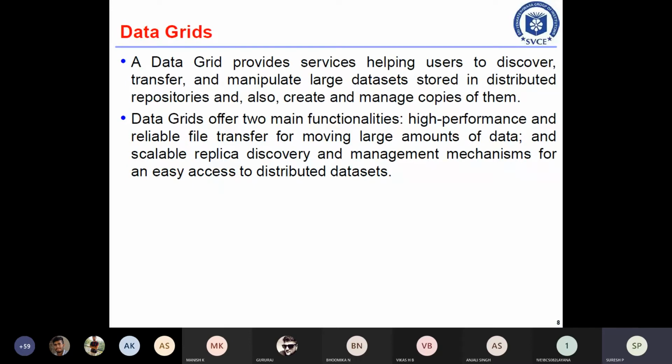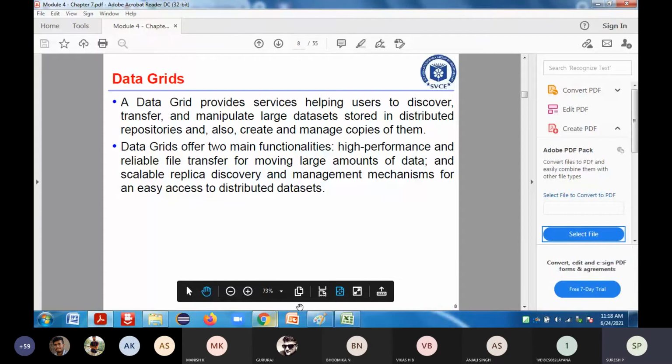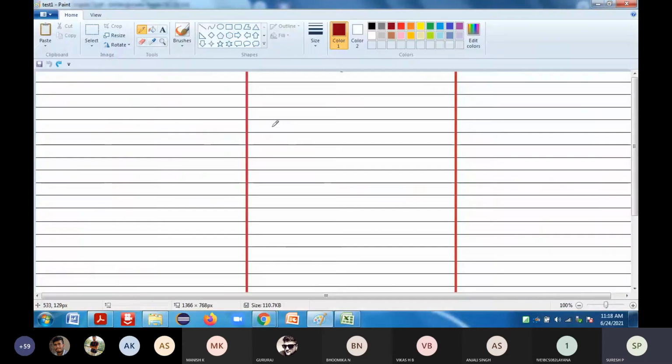So that is what the data grid has to support you with, right? These things have to be provided in high performance. So if I want to write this down and show it, how is it going to be shown here?